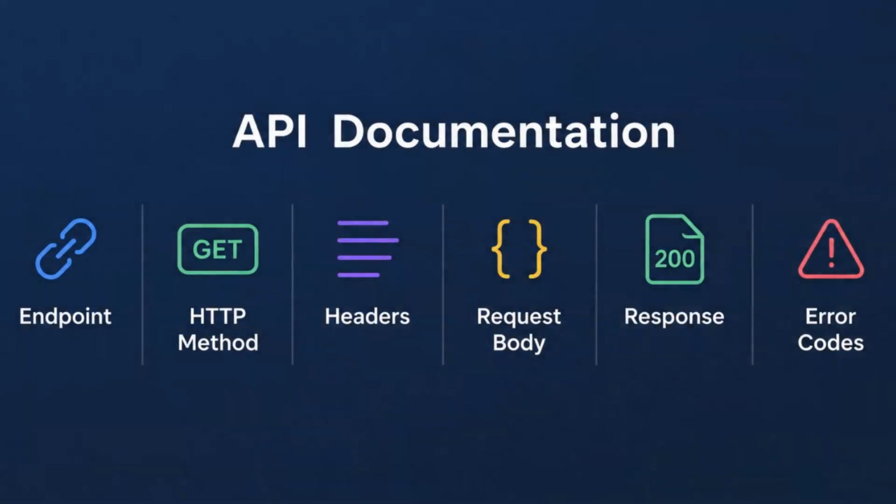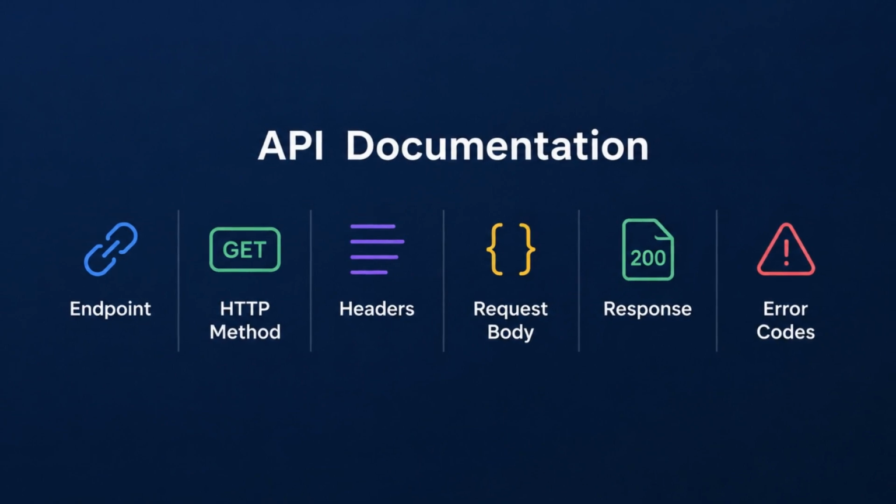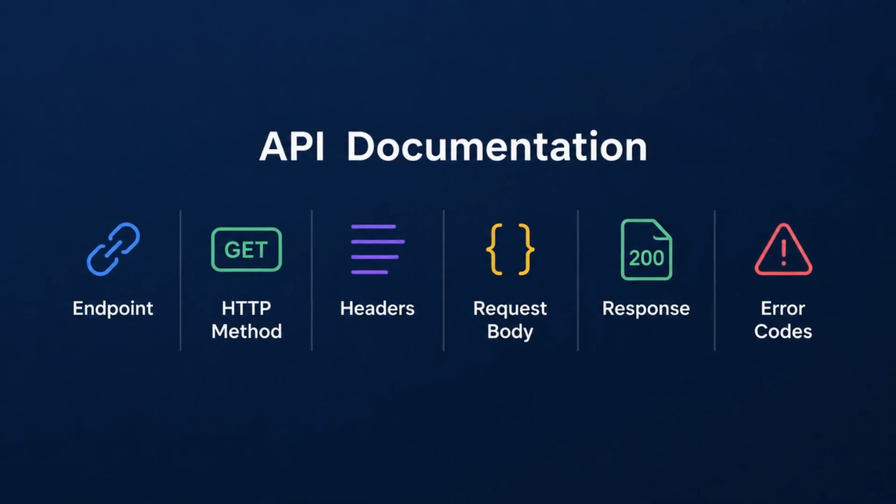The endpoint tells me which API resource I'll be working with. The HTTP method tells me what action the API performs, such as retrieving, creating, updating, or deleting data. The headers provide additional information the server needs, such as the content type or authentication. The request body shows the data I need to send with the request, including any required fields. The response tells me what the API should return, including the status code and response data. The error codes show how the API responds to invalid requests and help me design negative test cases.